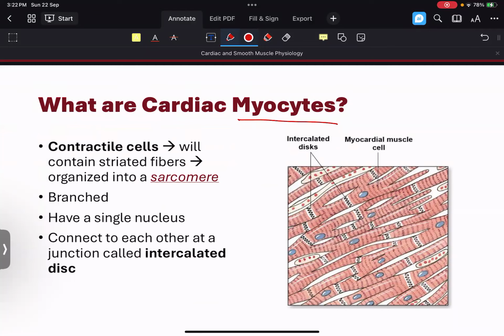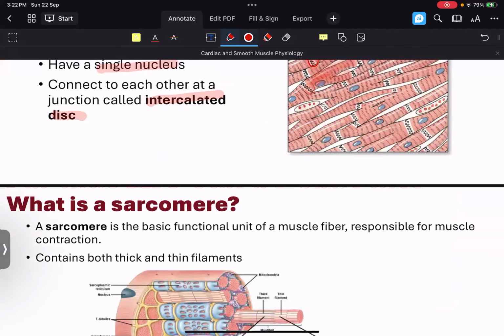Second thing is that they also have a single nucleus. Some cells have more than one nucleus. This is not true for cardiac cells. They only have one single nucleus. Finally, they are connected to each other through intercalated discs, which can be found over here. Okay, what are intercalated discs? Think of them as mini gateways between the cells, because you're trying to allow the electric signals and all these ions to spread throughout the cells. So you need those intercalated discs to act as doorways between the cells. Okay, very easy, very simple.